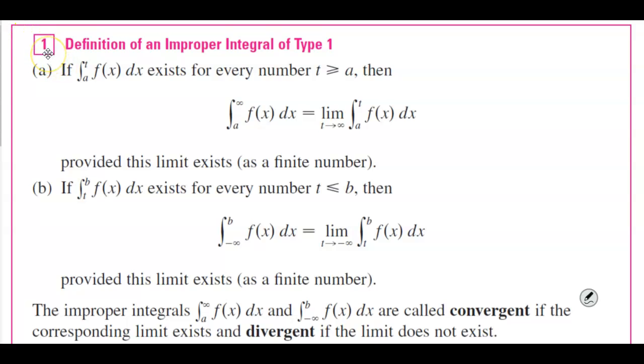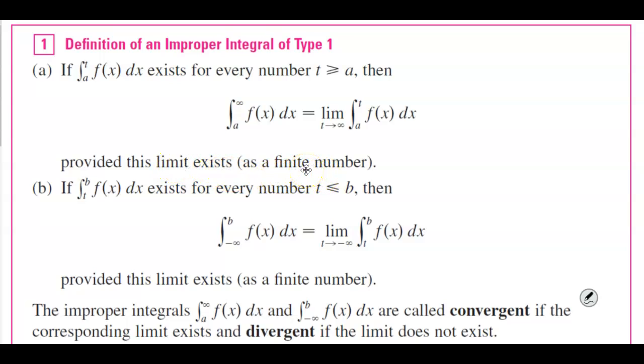Here we have definition number 1, the definition of an improper integral of type 1. Part A: if the integral with lower limit a and upper limit t of a function f(x) dx exists for every number t greater than or equal to a, then the integral from a to infinity of f(x) dx is equal to the limit as t approaches infinity of the integral from a to t of f(x) dx, provided this limit exists as a finite number.